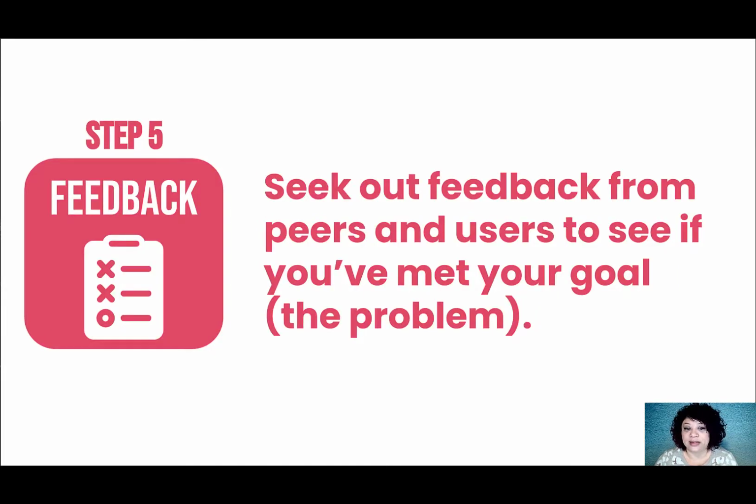Step 5 is feedback. One of the most important things you can do is to seek out feedback from your peers and your clients' users to see if you've met your goal, which is the problem. A lot of times we think we have meant or we intended for something to happen, but the reality is not the same. And so the users don't feel the same way that you think you've communicated. So it's very, very important to seek out feedback.